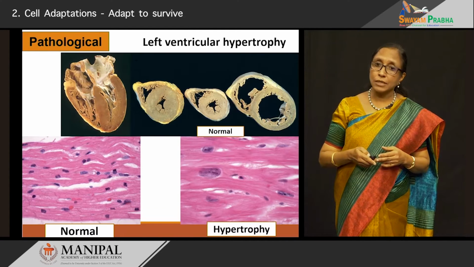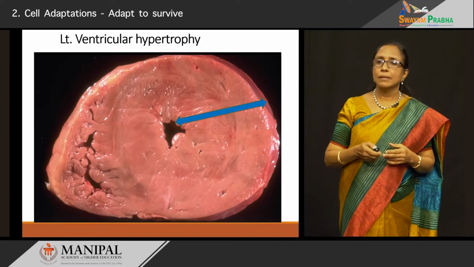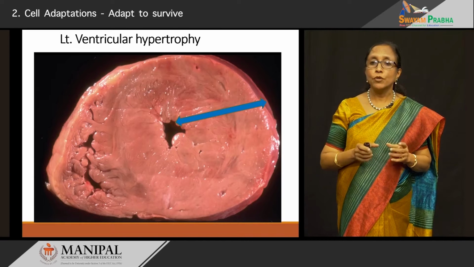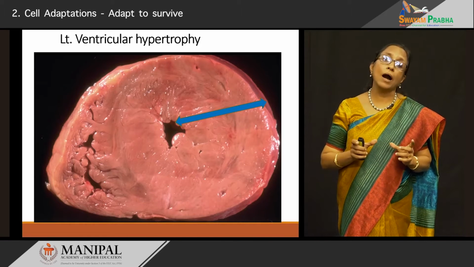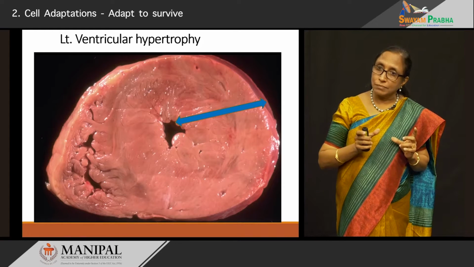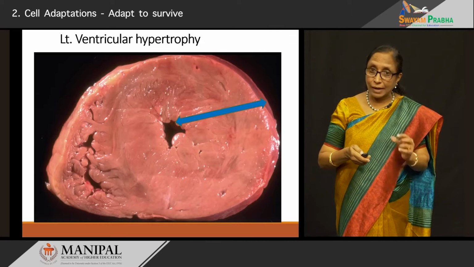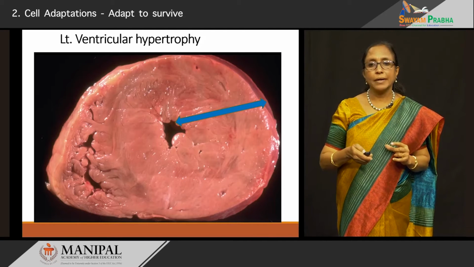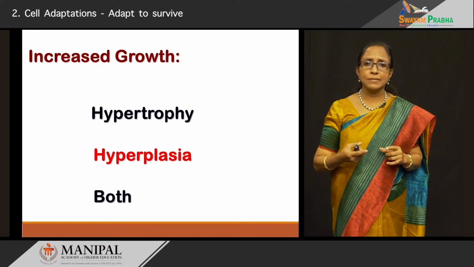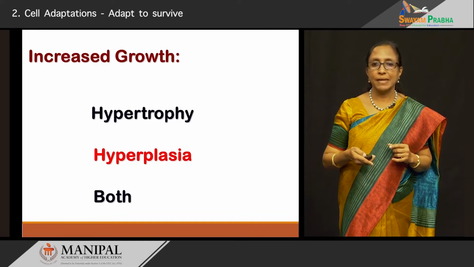There are various other conditions also where we can get it. Here again, a slice of the heart which shows the left ventricular hypertrophy. If you look at the thickness of the heart, you can see how much it has thickened, and that is not because of the increase in the number of cells, but the increase in the size of the cardiac muscle fibers. Now, going on to the next condition where there is increased growth, that is hyperplasia.